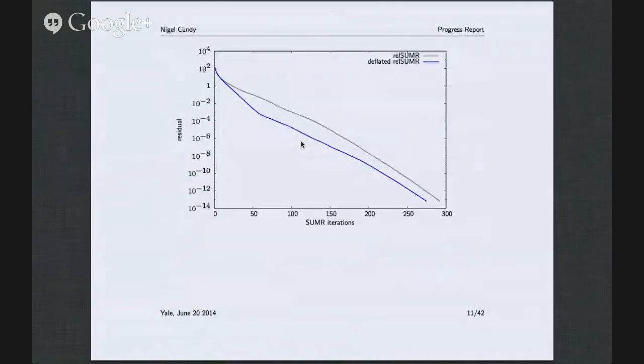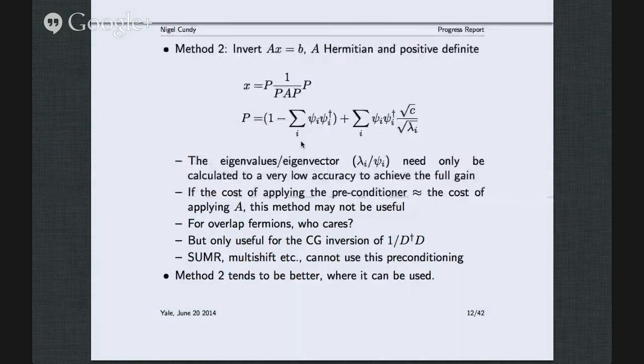So if we look at this plot, this is the residual against the number of iterations for the overlap operator. Without deflation is the gray curve, and the blue curve shows it with deflation. You can see a nice gain up to this point here, which is about the accuracy to which I calculated the eigenvalues, and then it breaks off. By the end of it, it really doesn't look like you've gained anything at all. But if you cut off the inversion here, in this case I'm using a fairly large prime mass, you get about a factor of two gain. So we input this low accuracy solve, where deflation works well, as a preconditioner of the high accuracy solve.